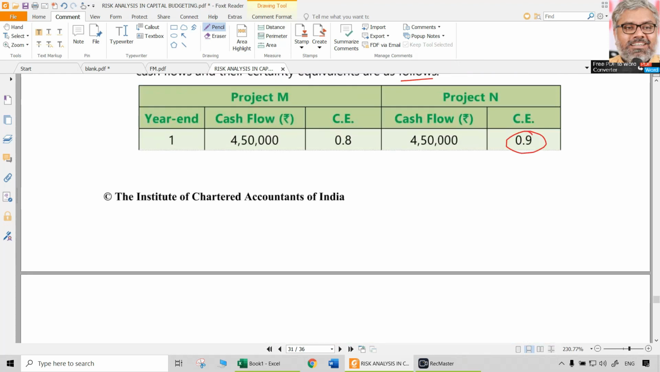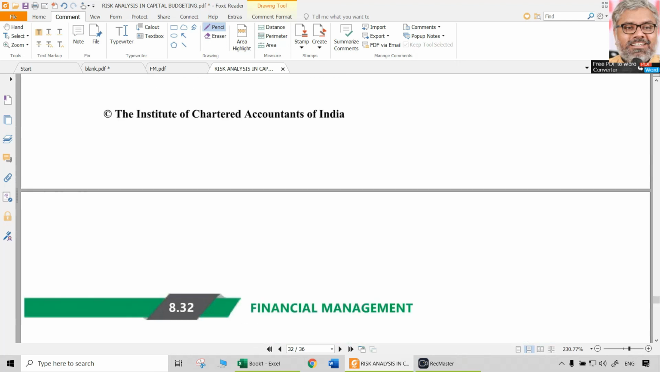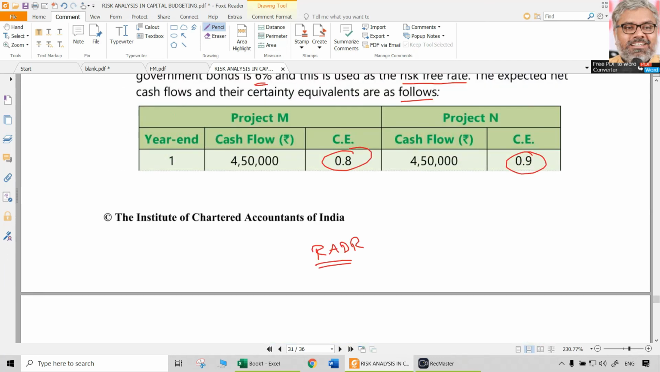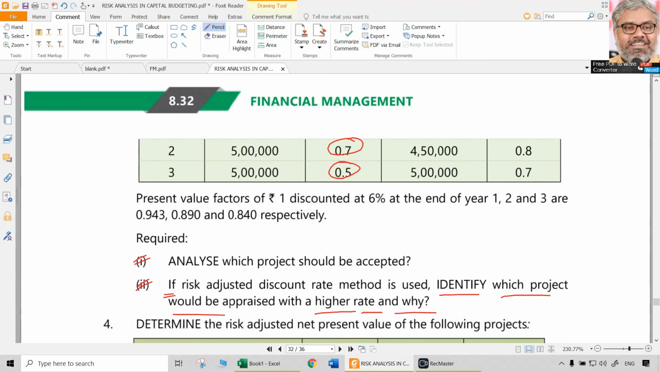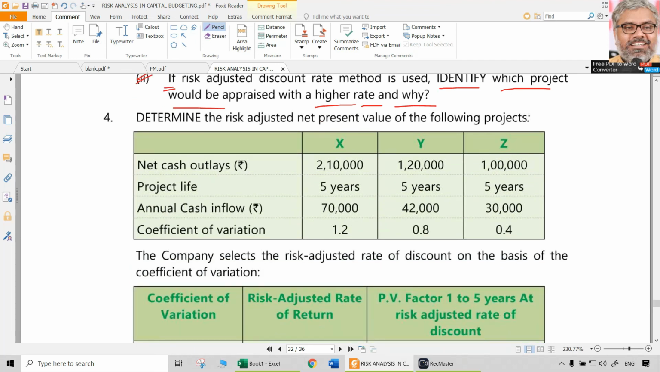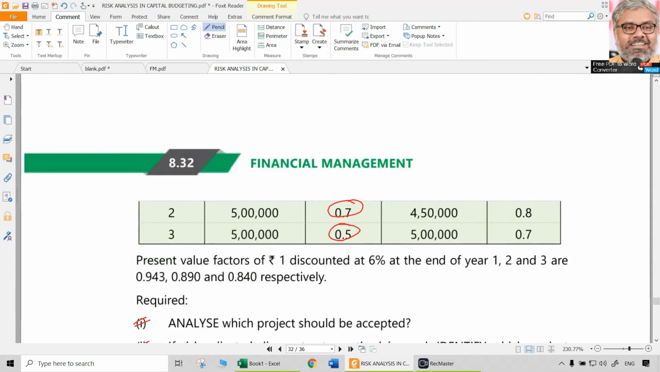So project M has very less certainty equivalents each year. If you observe, each year certainty equivalents of project M are less than project N, which means certainty is less. Certainty is less means uncertainty is more. Uncertainty is more means risk is more. So naturally, project M has to be discounted with a higher risk adjusted discount rate if that approach is used. It's a theoretical question. Depending upon the risk associated with the project, it has to be discounted with a higher rate. And from the observation of the certainty equivalents, it is clear that project M is having more risk. So naturally, it is to be analyzed with a higher risk adjusted discount rate. That's all. That is the question number 3, certainty equivalence approach.